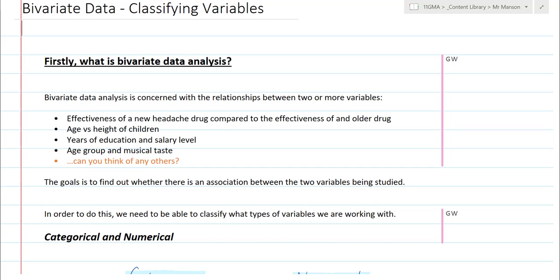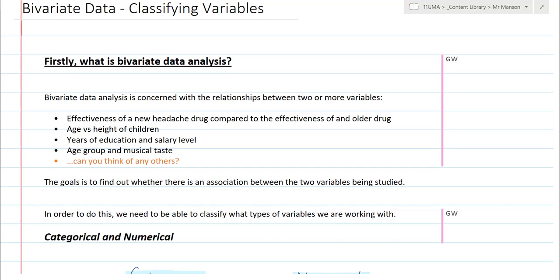But again, I've stolen these from Miss Wartell. So effectiveness of a new headache drug compared to the effectiveness of an older one. So you might compare those 2 drugs together in certain situations, say with test cases. Age versus height of children is an obvious one. Years of education and how much you get paid. And age group, musical taste, for example. And so they all provide us different situations. The last one's an interesting one.